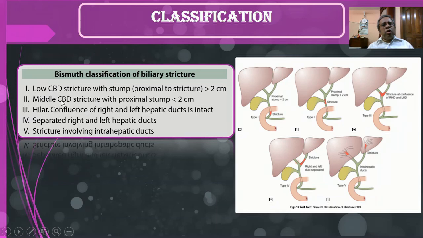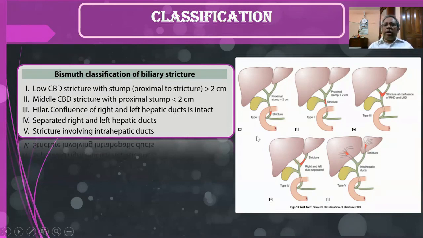In Bismuth 2, when there is a lesion in the middle, the stump proximal to the stricture is less than 2 centimeter. Bismuth 3 is when the stricture is in the hilar region, meaning the right and left hepatic duct regions. When the right and left hepatic ducts are separated by the stricture, it is called Bismuth 4 classification. And Bismuth 5 involves the intrahepatic ducts. So these are the Bismuth classifications of strictures.